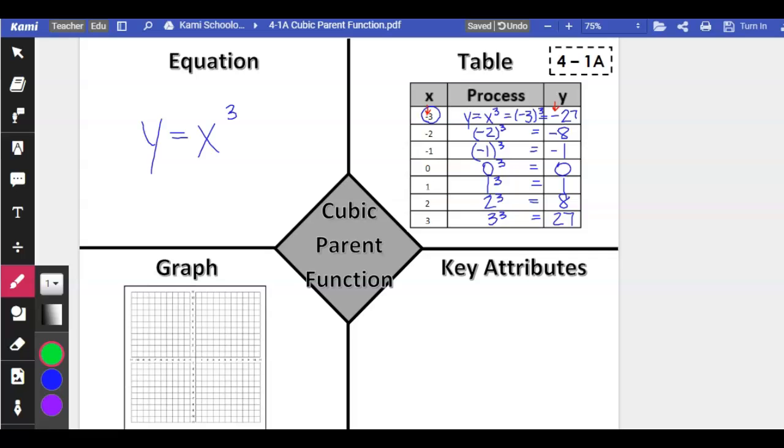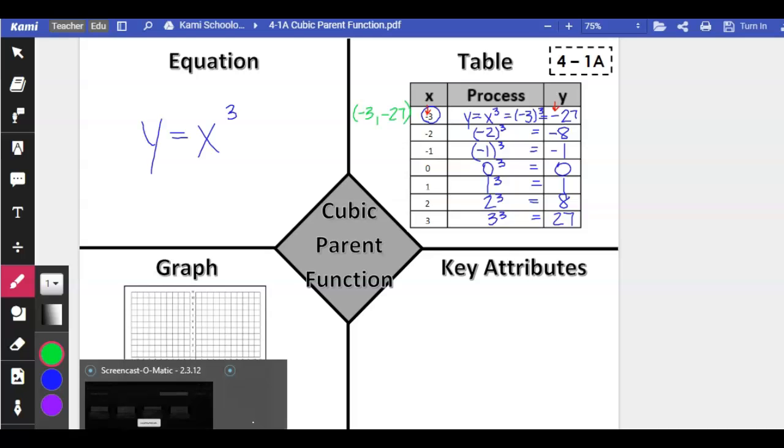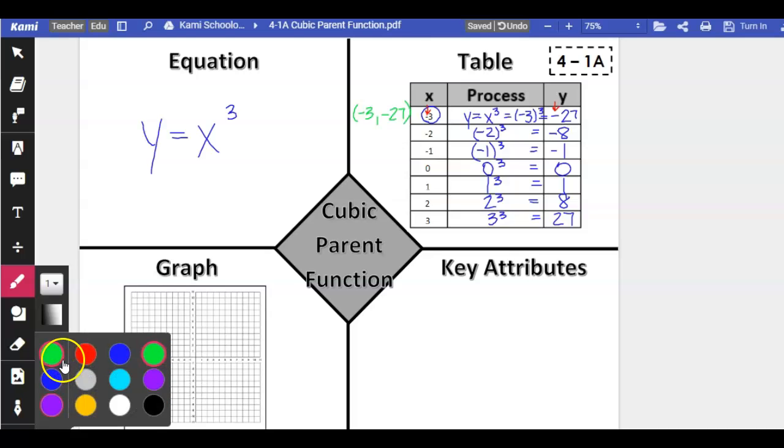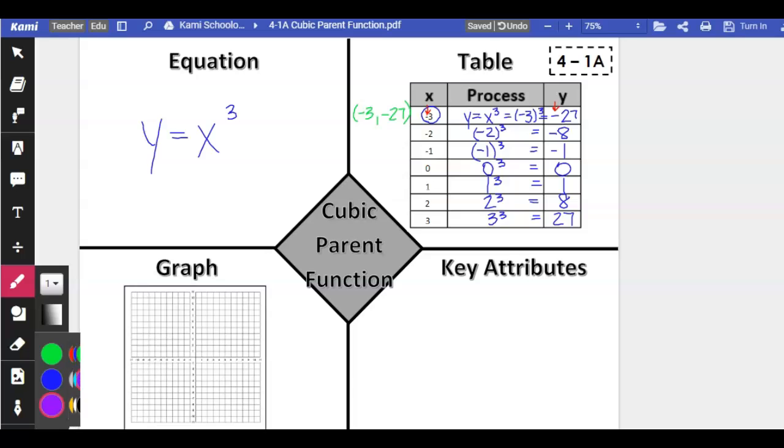And this table creates a set of ordered pairs. So every x value, I should have thought about that a little bit better. I'm not sure you can see that very well. Every x value, there we go, is paired with a y value. So the first ordered pair is -3, -27. The next one is -2, -8, and so on.